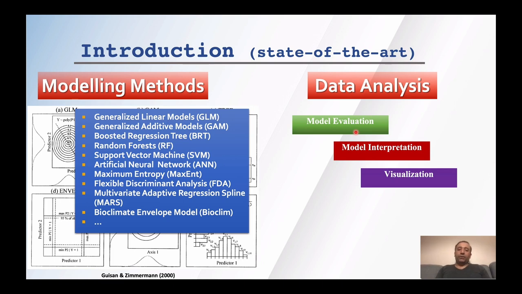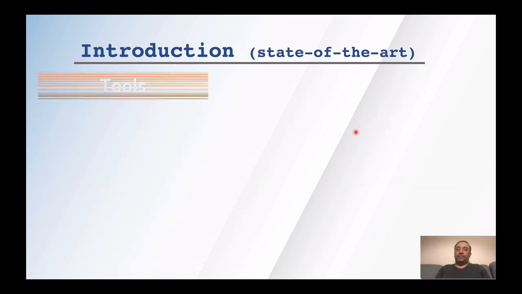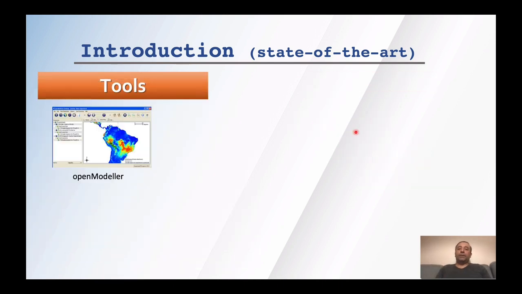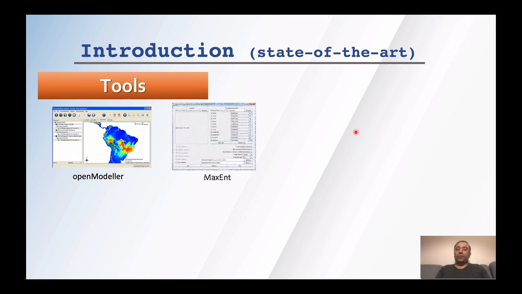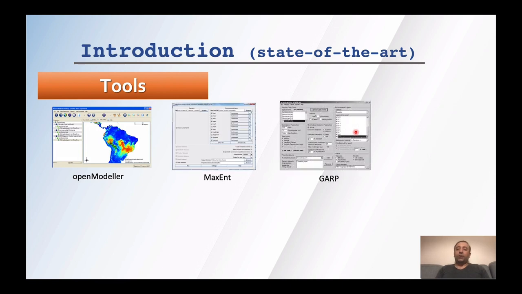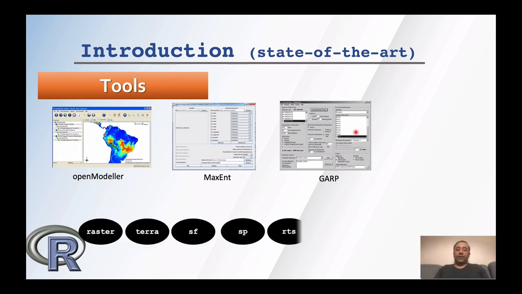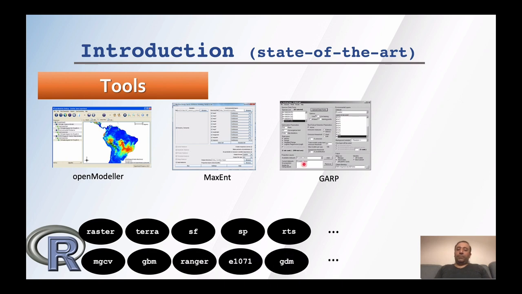And such tools are available, for example, through some standalone software like OpenModeler or Maxent or SAGA, or R also provides a lot of packages for handling, for example, spatial data. There are many packages available, or for either of those modeling algorithms that was mentioned in the previous slide. So all of these tools are available, but they are scattered.